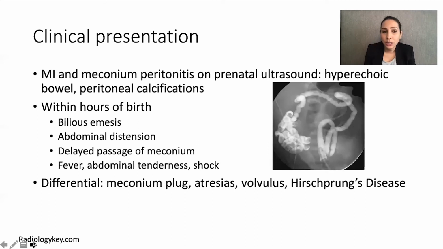The clinical presentation of meconium ileus and meconium peritonitis can be seen on prenatal ultrasound in the form of hyperechoic bowel and peritoneal calcifications. Within hours of birth, bilious emesis, abdominal distension, and delayed passage of meconium can be noted. And in complex MI, fever, abdominal tenderness, and shock. The differential to think about are meconium plug syndromes, atresias, volvulus, and Hirschsprung's disease.